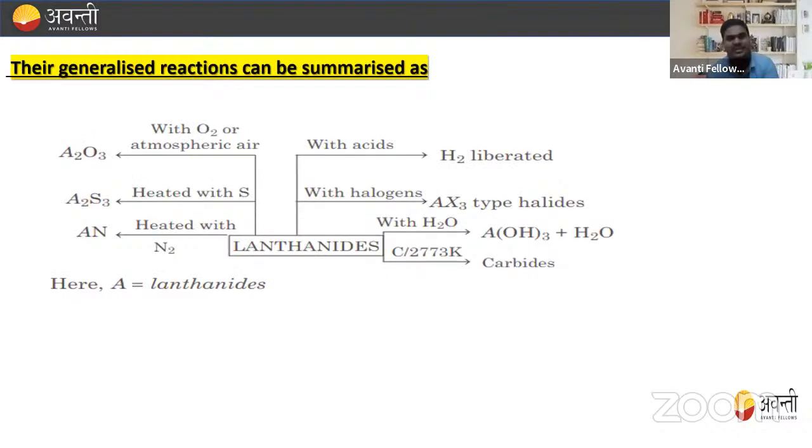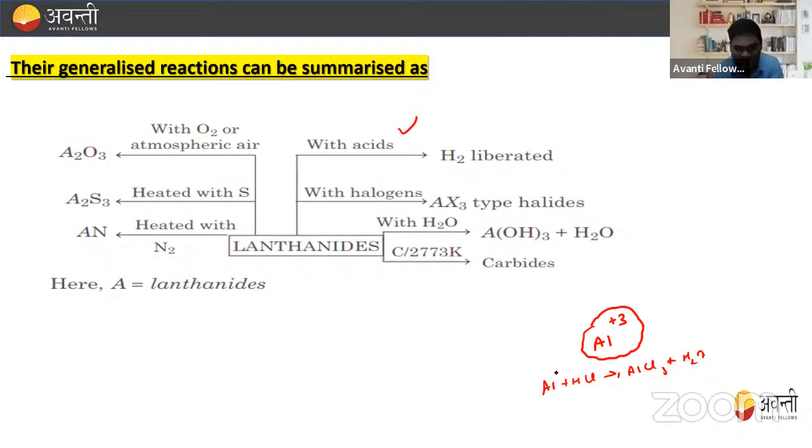Now, these are the general reactions, which can be summarized as: lanthanides show reactions similar to aluminium, right? We know that aluminium has a +3 oxidation state. So just like aluminium in the +3 oxidation state, all lanthanides show similar reactions. For example, when they react with acid, we know that whenever aluminium reacts with acid, it always forms AlCl3 and liberation of hydrogen gas takes place. So this is true in case of lanthanides as well, right?